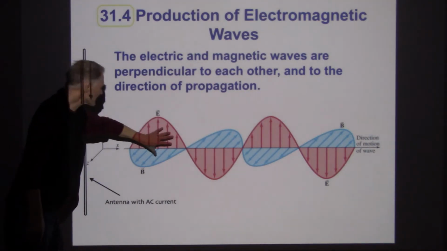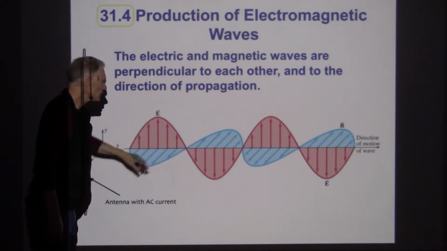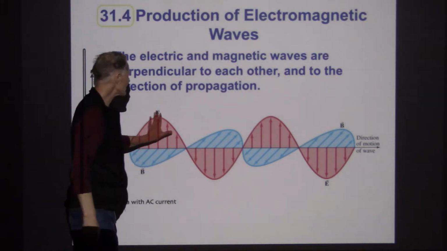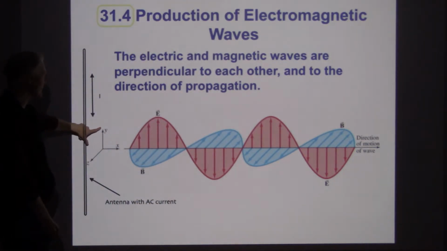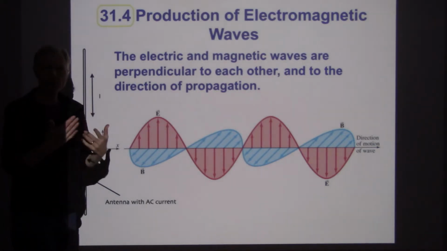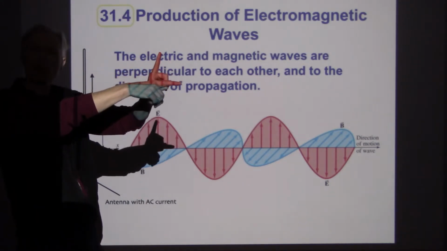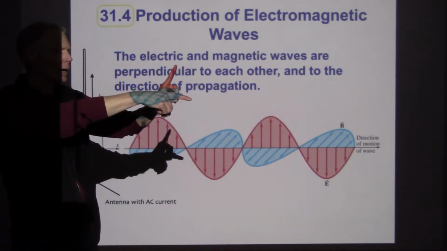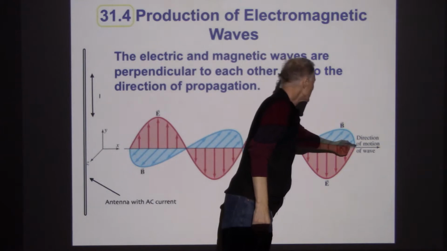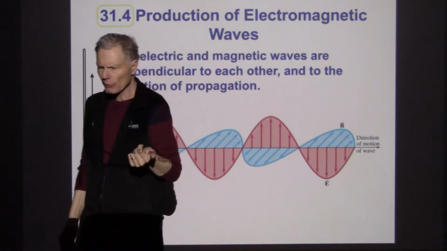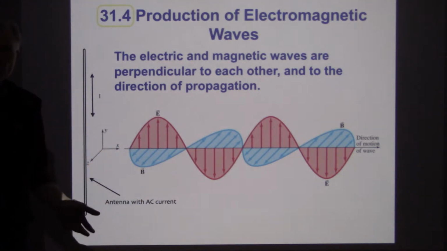what I'm going to do is take the slide from chapter 31, which shows the propagation of an electromagnetic field. So the electromagnetic field, in this case the electric field, is in the vertical orientation along the y-axis, and the magnetic field is always perpendicular to that. So we've got electric and magnetic fields that are perpendicular to each other, and then they're mutually perpendicular to the direction of motion of the light.